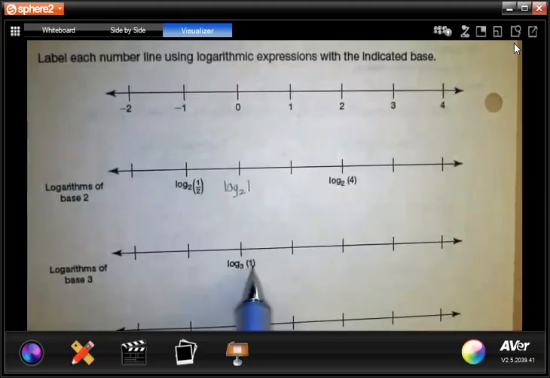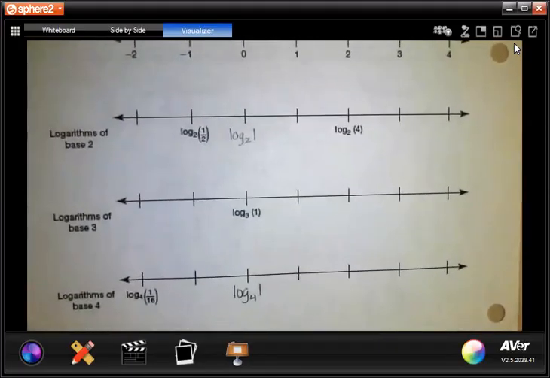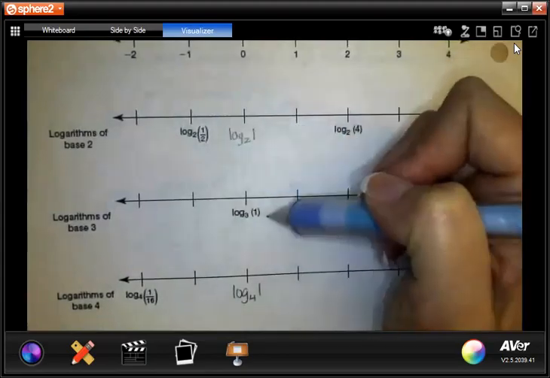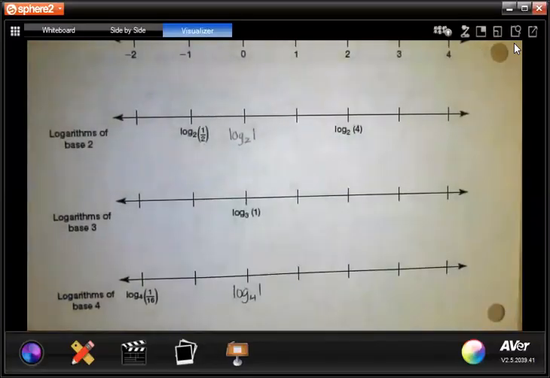Log base 3 of 1 would be 0. Log base 4 of 1 would be 0. So any log with a base and then 1 as the argument is going to give me a value of 0, because anything to the 0 power is 1. So you want to think about that backwards.